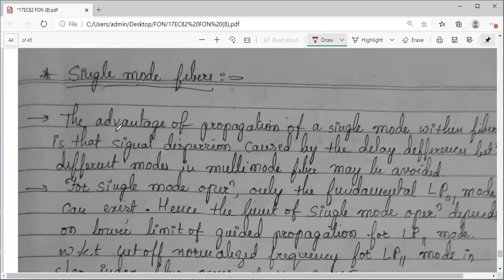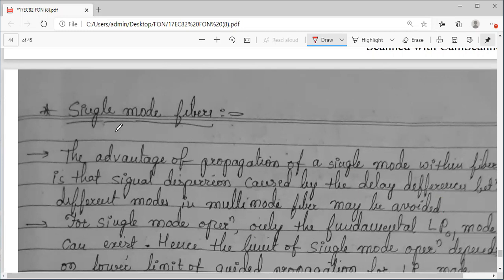Single mode fibers, be it a step index, be it a graded index. Single mode fibers, what is its importance? Okay, the advantage of propagation of a single mode within a fiber is that the signal dispersion jo bhi hoga, that's what intermodal dispersion, which actually is caused in case of multi-mode, especially in step index, not graded index. Graded index mein kam rehta hai because of their shape of the paths, right? Because of the different refractive index profile structure.